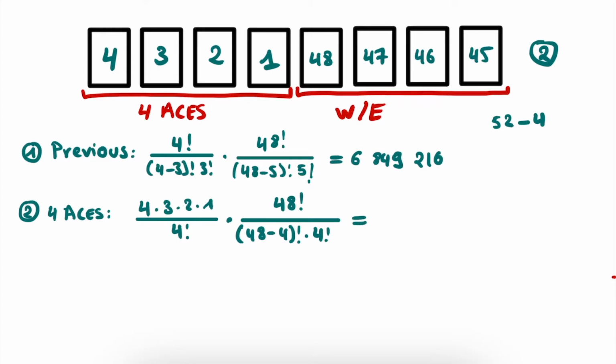If we plug this into a calculator, we find 194,580 possible combinations of 8 cards, of which exactly 4 are aces. And then concluding this exercise, we have of course that the total number of combinations in which we can draw 8 cards, of which at least 3 are aces, is of course the number of combinations of scenario 1, where we have exactly 3 aces, plus the number of combinations of scenario 2, where we have exactly 4 aces. And this turns out to be 7,043,796 possible combinations.